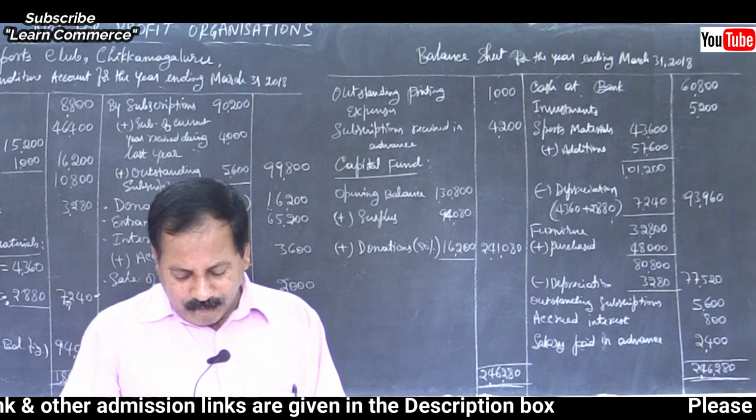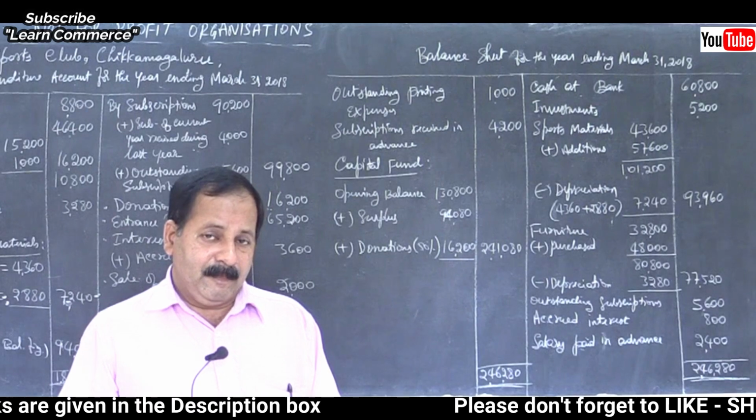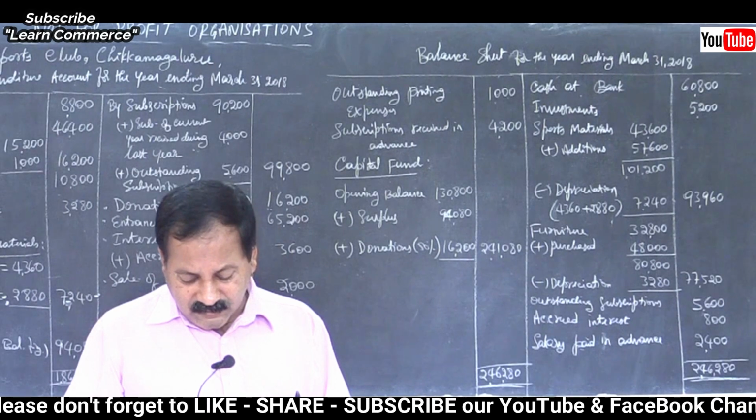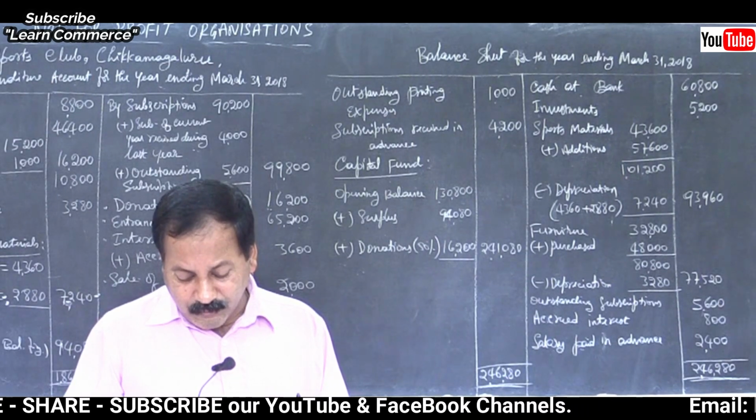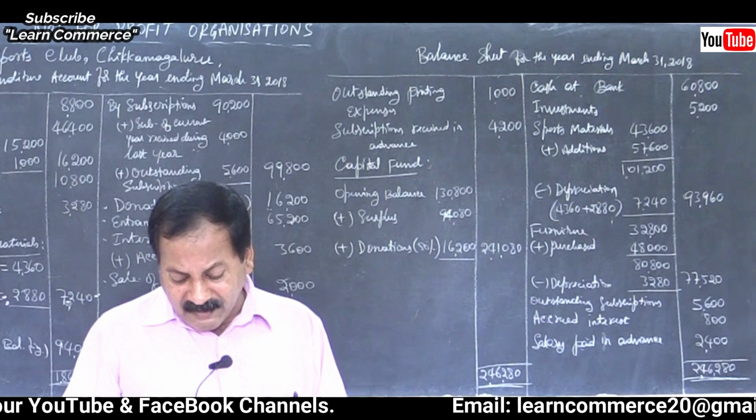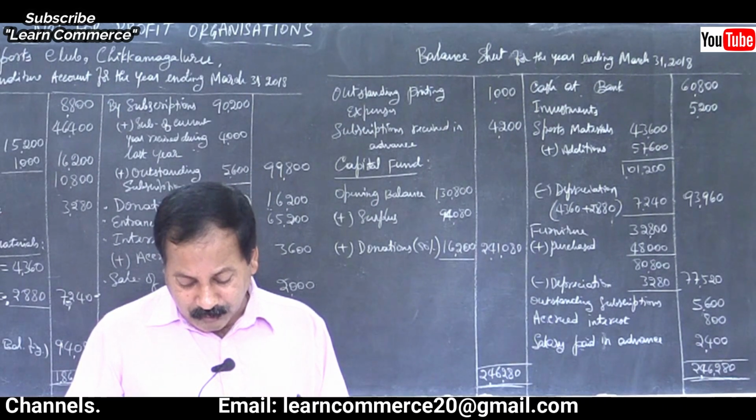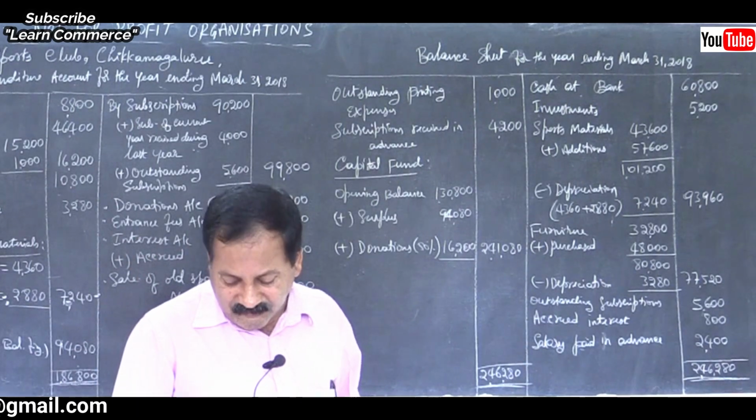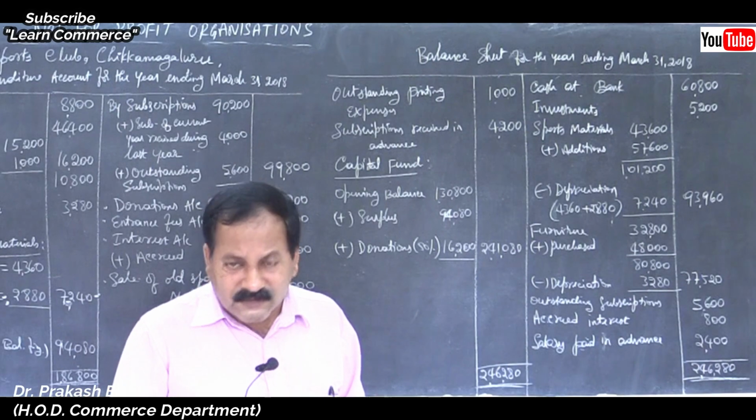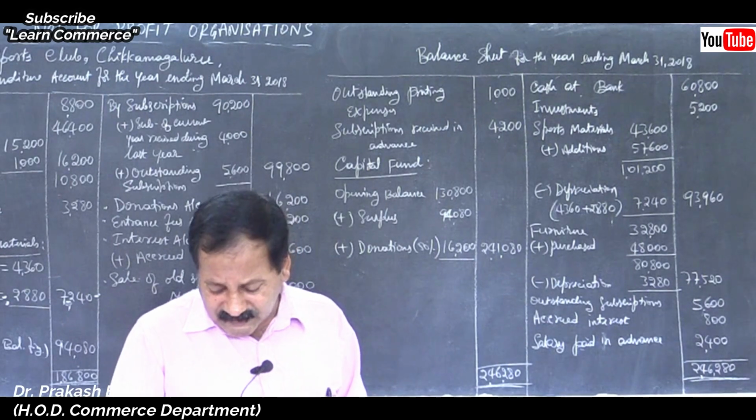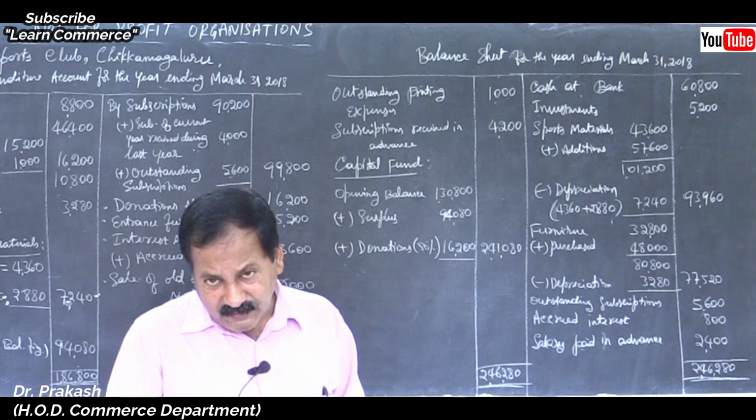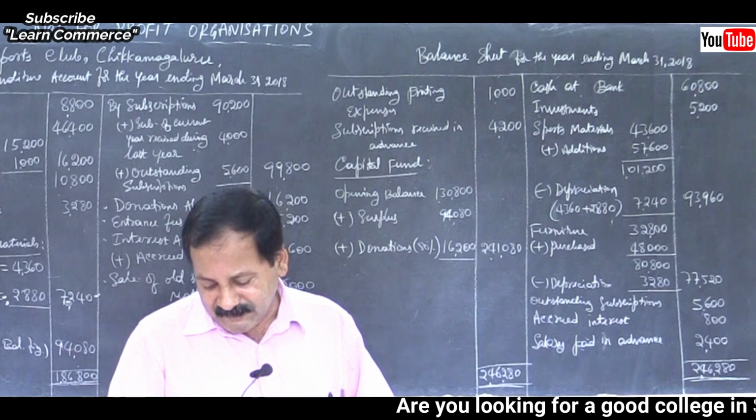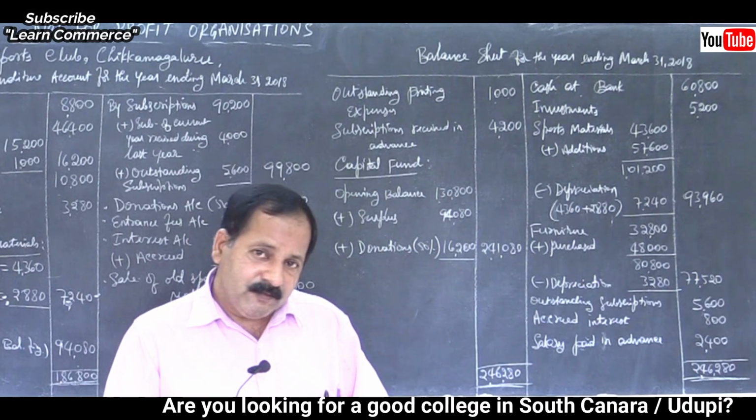Next one is sale of old sports materials. We have already come across this. When we sell old sports materials, we will get money, right? So it is a receipt, very simple. It is routine in nature, so revenue receipt.